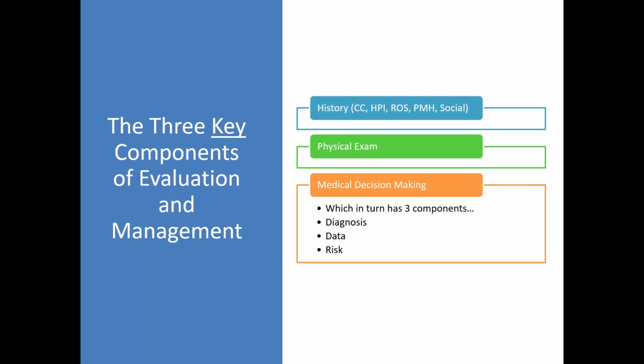So what are the 3 components that make up evaluation and management? Well, the first is the history, which includes the chief complaint, the HPI, the review of systems, and past history, and the social history. Then there's the physical exam. And then finally, there's medical decision making, which has 3 components: the number of diagnoses, the amount of data you're looking at, and the risk that the patient is going to become sicker.